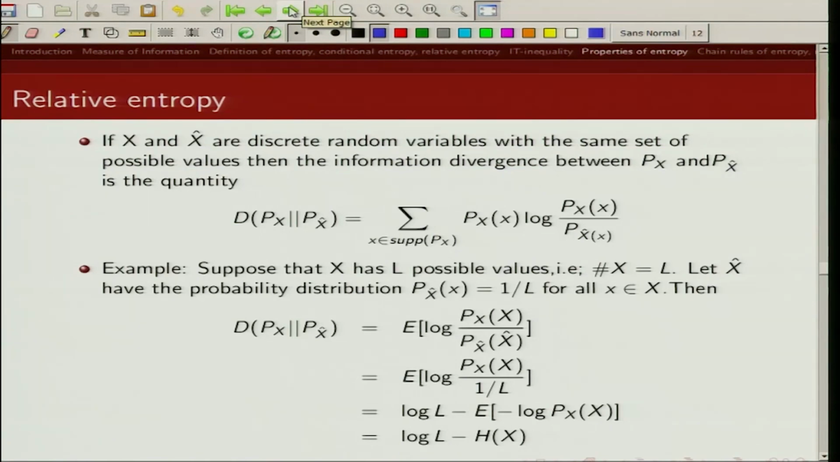So let us take a simple example to compute relative entropy. We have a random variable x that takes L possible values. We have another random variable x hat which is uniformly distributed. So p of x hat is 1 by L for all x belonging to x. Now how do we compute the relative entropy between p of x and p of x hat? That is the expected value of log of px divided by p of x hat. Now what is p of x hat?